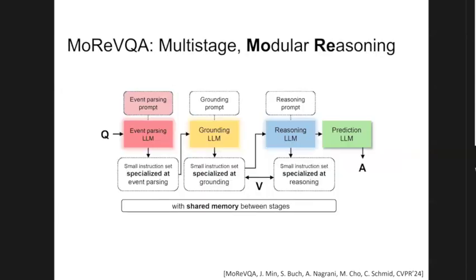Our approach is this multi-stage reasoning. The first stage is event parsing. We take as input the question and see what's relevant in it. Then we call some grounding modules. This is important: we localize the information in the video in more detail, in space and time. Then we have a reasoning LLM, which takes as input the objects, captions them, generates the caption, and then predicts the answer. Between all these stages, we have a shared memory which can see what has been extracted so far.